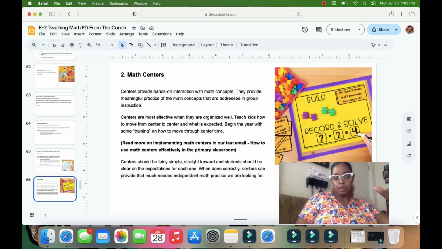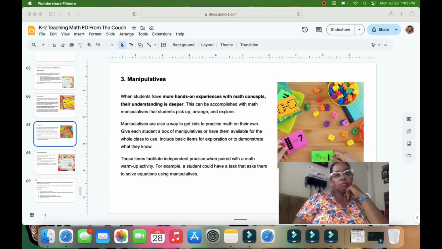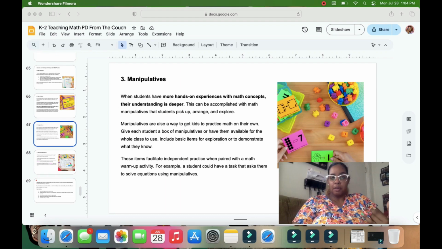When done correctly, centers can provide the much needed independent math practice that you're looking for. Number three, manipulatives are going to be a more hands-on experience with math concepts. They're going to help make the understanding deeper. So this can be accomplished with math manipulatives that the students pick up, arrange, and explore. It also gives kids a way to practice math on their own and gives each student ways to learn.